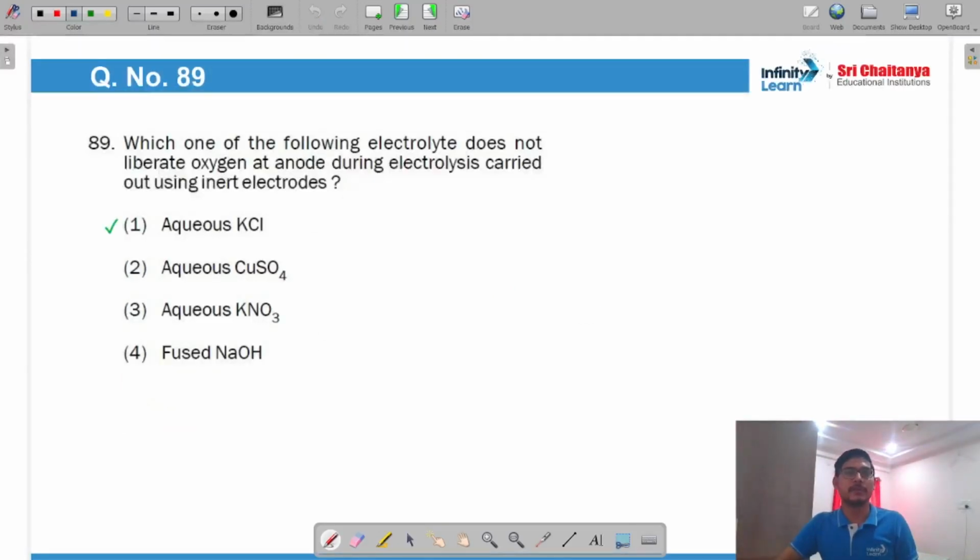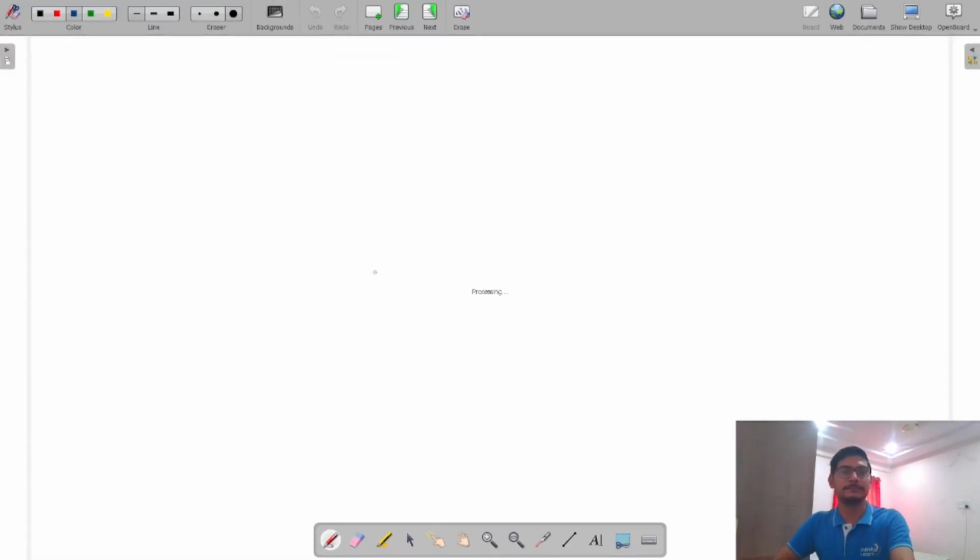Which one of the following electrolytes does not liberate oxygen at the anode during electrolysis carried out using inert electrodes? So in the aqueous case of KCl, the ions will be K plus, Cl minus, H plus, OH minus. Now out of chloride and hydroxide, chloride will show a greater tendency for oxidation. Chlorine will be formed. So this is the correct answer.